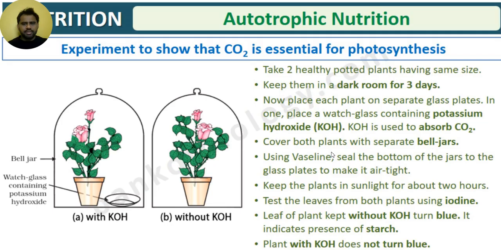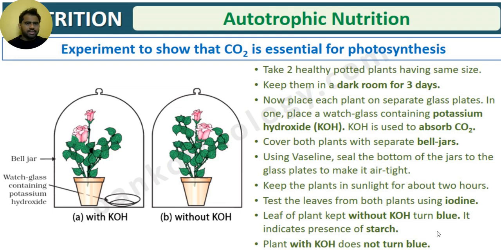Now cover both plants with separate bell jars. Using Vaseline, seal the bottom of the jars at the glass plates to make it airtight. Keep the plants in sunlight for about 2 hours. Test the leaves from both plants using iodine. So the leaf of the plant kept without KOH turns blue because it has taken part in photosynthesis. It indicates presence of starch. The plant with KOH does not turn blue, means it has not participated in photosynthesis, because with KOH the CO2 was absorbed. So this is the experiment in a nutshell.